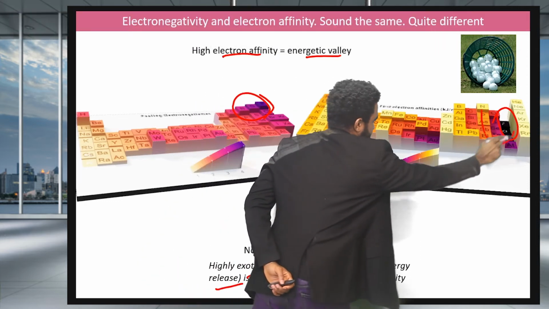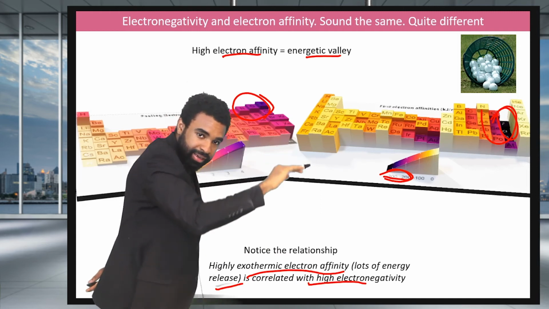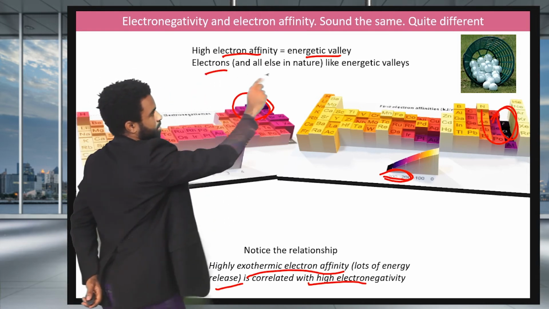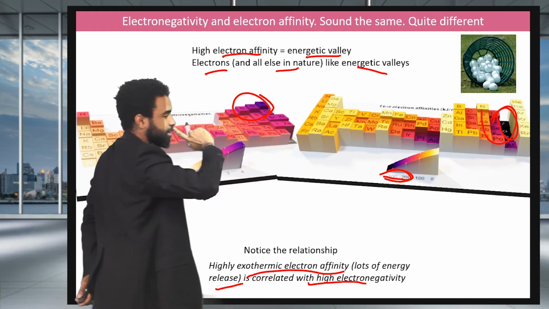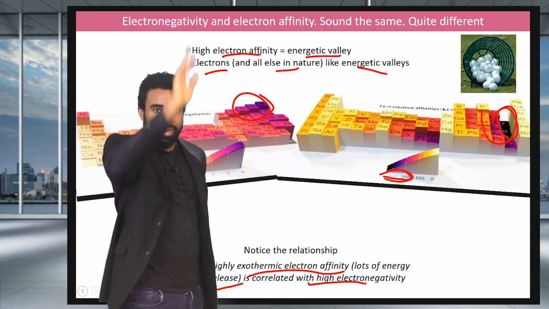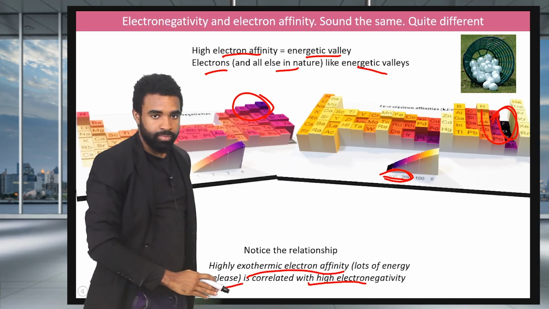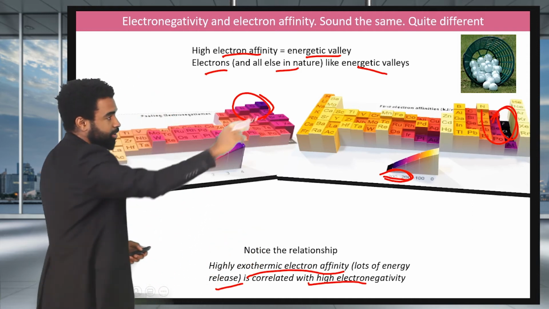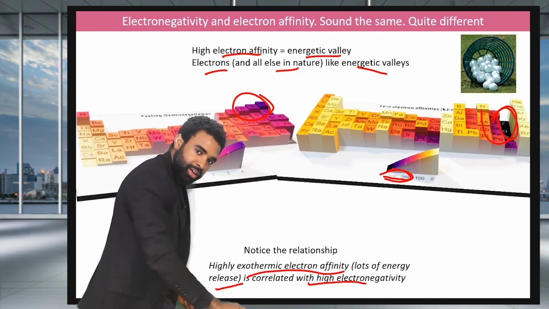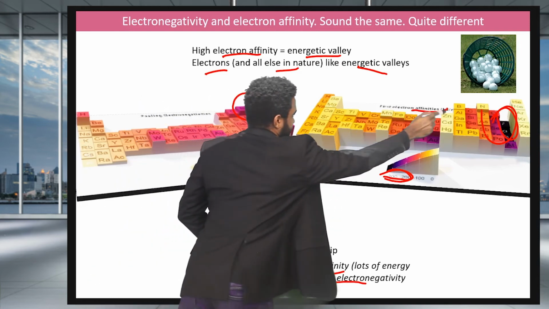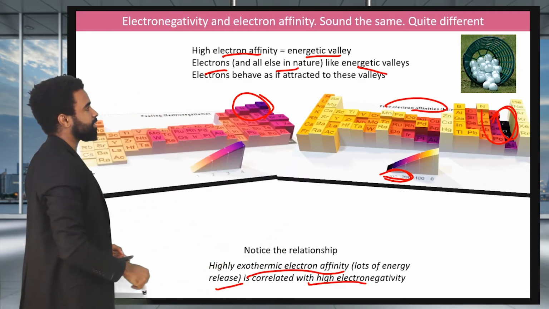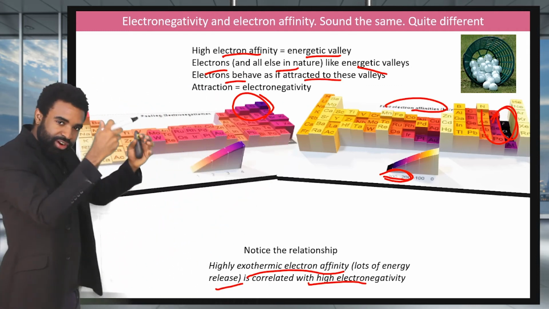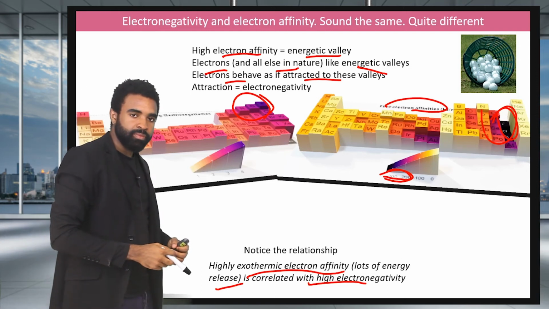We have an energetic valley here. That is, the electrons would go into a fairly low energy state when they fall into those spaces. Okay? And electrons and everything else in nature like energetic valleys. So if you put a ball on the side of a mountain, it's not going to go up the mountain, it's going to go down into the valley, because things like to fall down energy gradients. It's just a general law of nature. So generally speaking, the electrons are going to want to go into places where they release lots of energy as they come down, places where there's a high or highly exothermic electron affinity. So generally then electrons behave as if they are attracted to these energetic valleys, and that attraction is the electronegativity. Hopefully that makes sense.